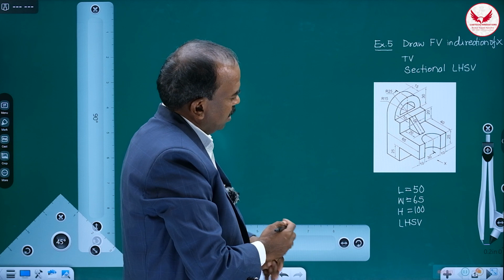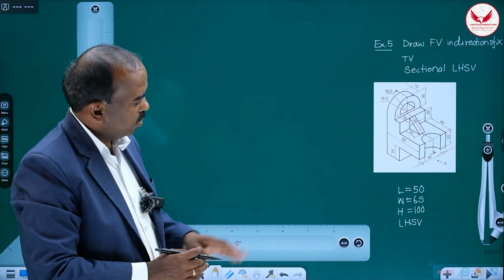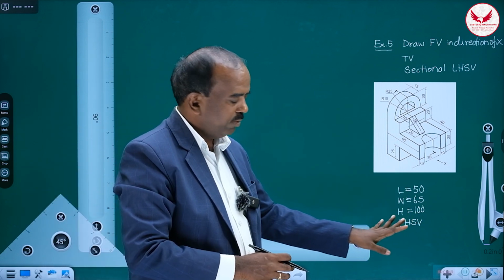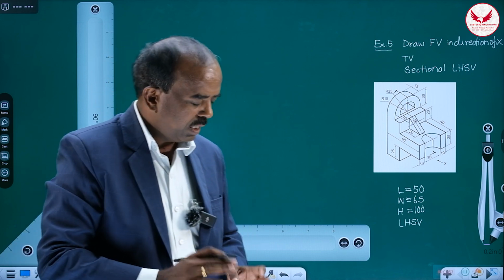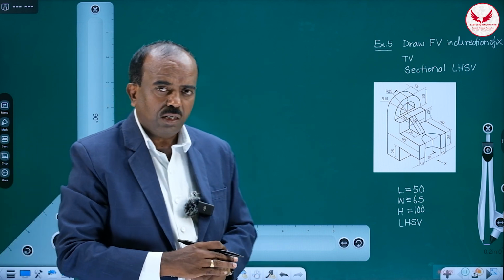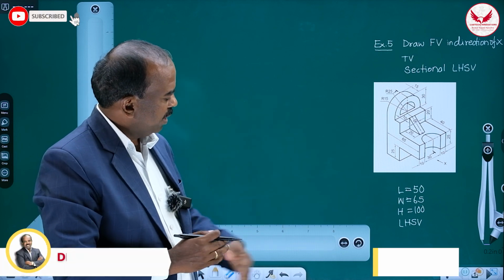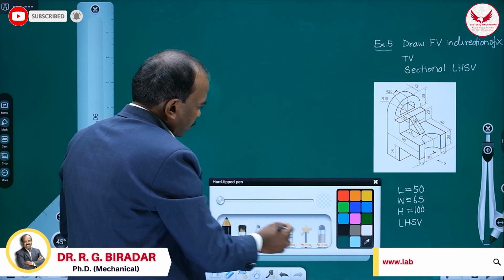We have to draw the side view, the left hand side view. And I always suggest, whenever you are going to draw the blocks for front view, top view and side view, this information is a must: length, width, height, as well as whether it is a left hand side view or right hand side view. This is the simple technique I am telling for drawing the orthographic views, and these four pieces of information are a must.